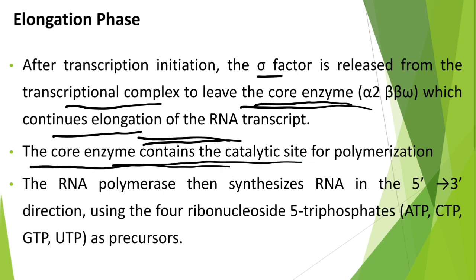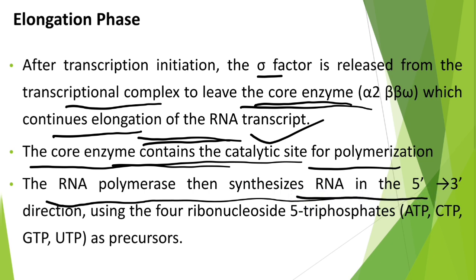The core enzyme contains the catalytic site for polymerization. The RNA polymerase then synthesizes RNA in 5' to 3' direction using 4 ribonucleotides: ATP, CTP, GTP and UTP. UTP means here the thymine is absent because mRNA is synthesized, so thymine cannot be attached. In place of thymine, uracil is attached. So these are the precursors and they help to synthesize new mRNA in 5' to 3' direction.